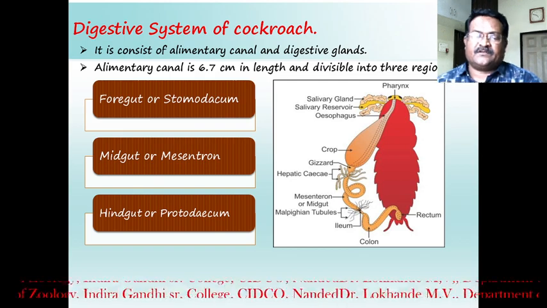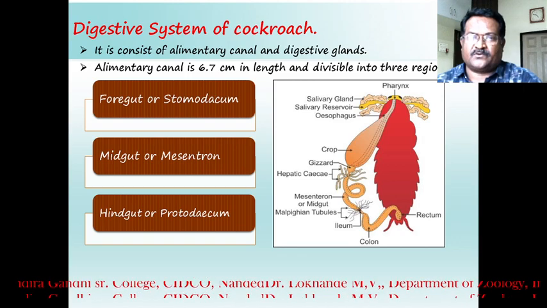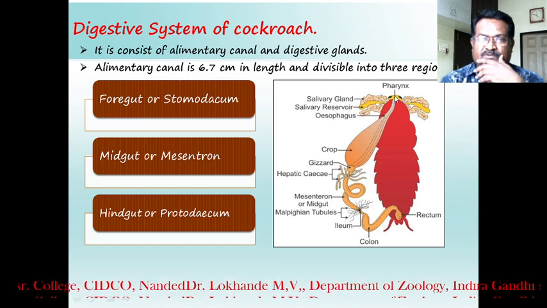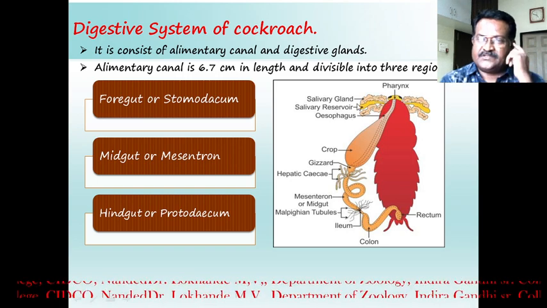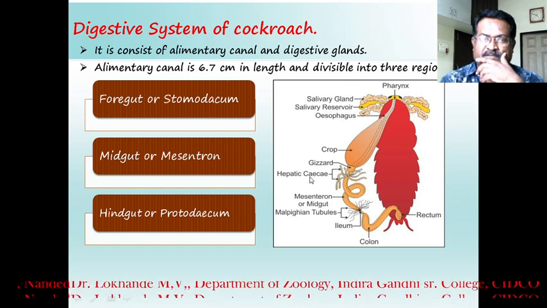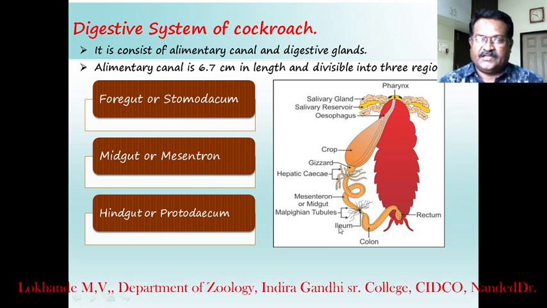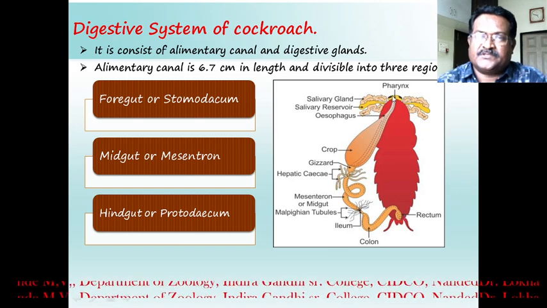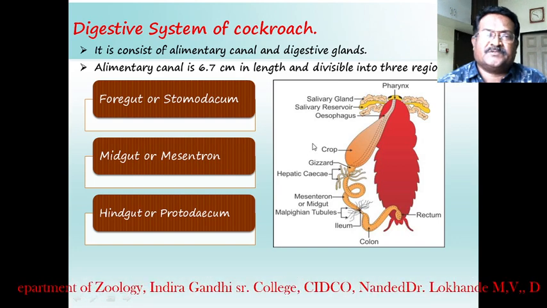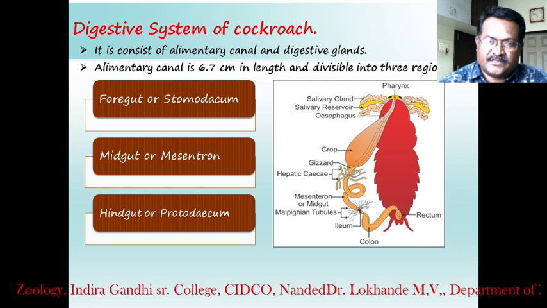Now look at this picture. This is the diagrammatic representation of the digestive system of cockroach. It presents the pharynx, which is part of the mouth. In this region are the salivary glands, salivary reservoirs, esophagus, crop, gizzard, hepatic caeca, mesenteron or midgut, malpighian tubules, ileum, colon, and the rectum. The system starts from the mouth and ends at the anus. This is called the alimentary canal.